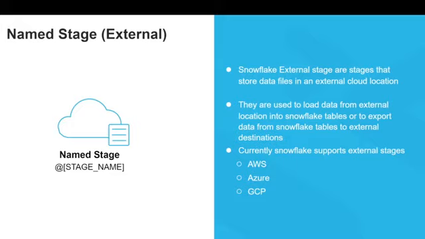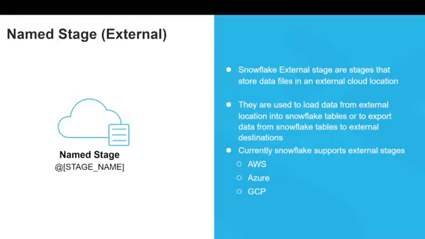Snowflake external stages are stages that store data in an external cloud location. So if you have files in a location outside of Snowflake, and you want to access those files from Snowflake, you need to create an external stage for them. They are used to load data from an external location into Snowflake tables, and also to export data from Snowflake tables to an external destination. So it works both ways.